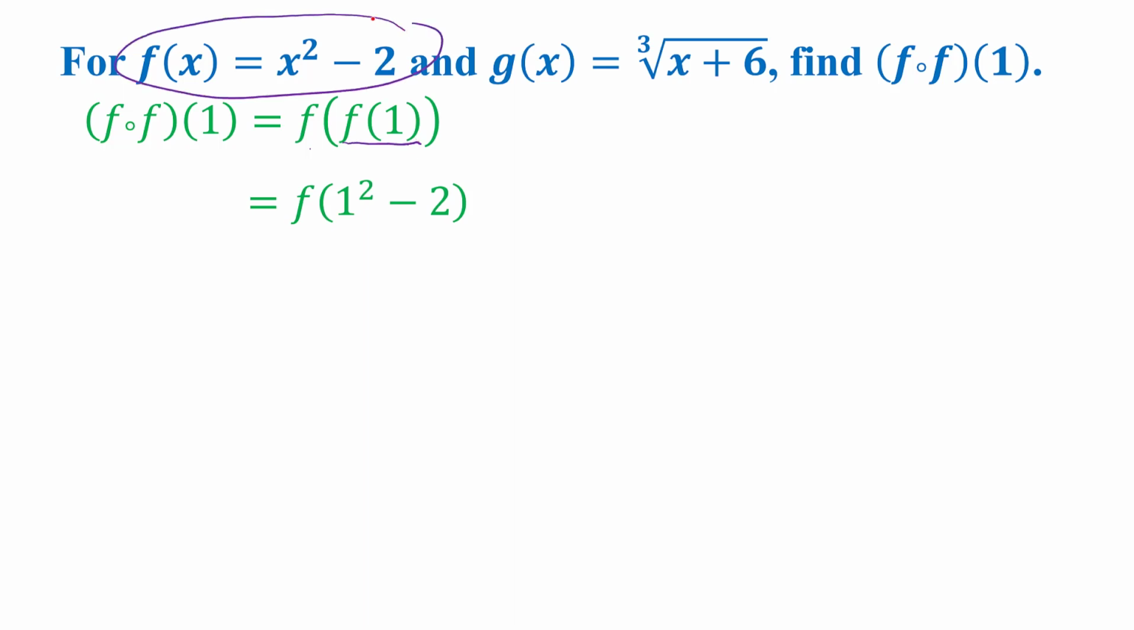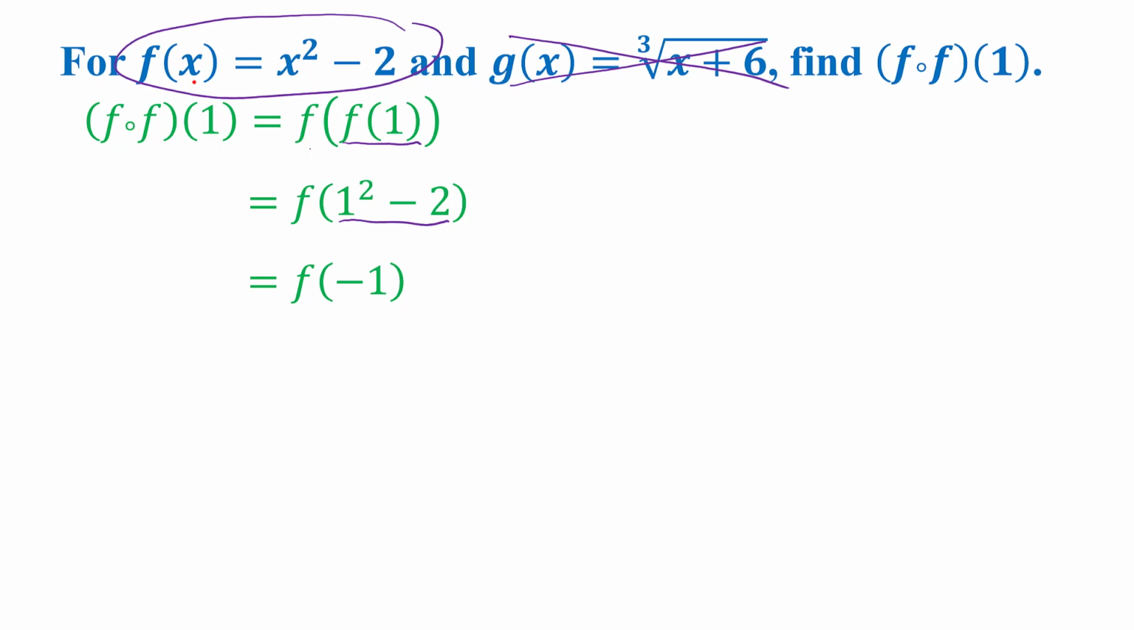It's x squared minus 2. That means f of 1 would be 1 squared minus 2. That simplifies to 1 minus 2, or negative 1. So now we're finding f of negative 1. Well, you see that we have g of x given to us here. We really don't need it if we're only doing composition with the function f. So f of negative 1.